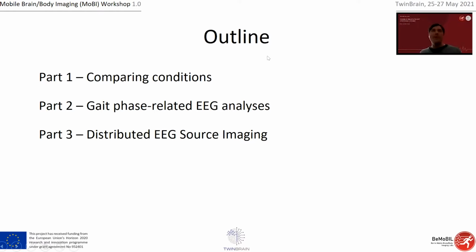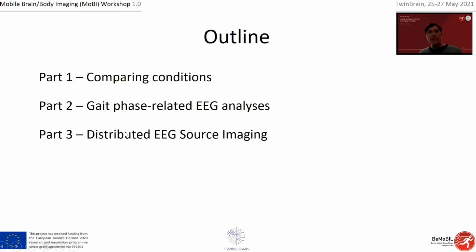In terms of the program of today, there are three parts. First, I focus on comparing conditions. That is a very simple comparison between standing and walking and what the neural correlates of that are. In the second part, I want to focus on gait phase-related EEG analysis. I'm trying to use the markers provided by Betty and Uros to reconstruct the gait cycle based on behavioral and motion tracking data, and then use this behavioral data to analyze the EEG in a certain way and establish a link between the gait phase, the gait cycle, and brain dynamics.